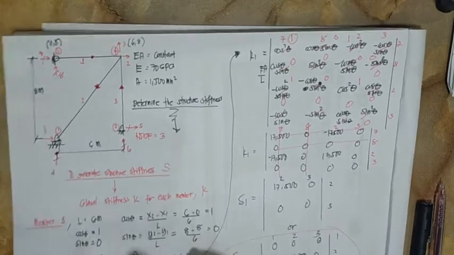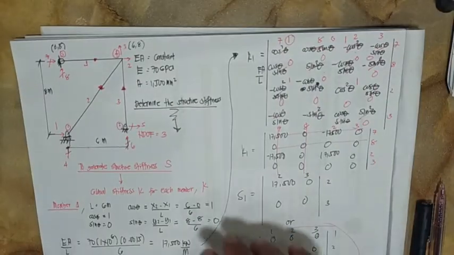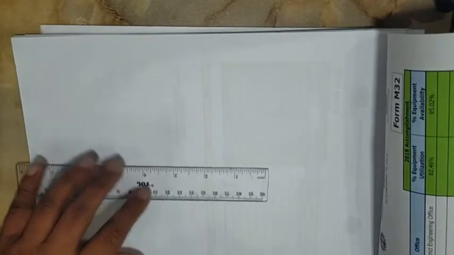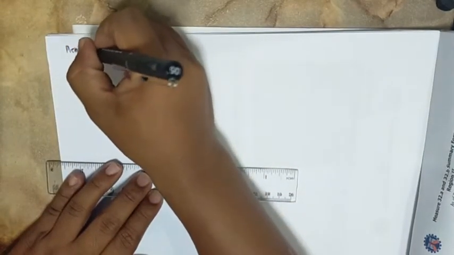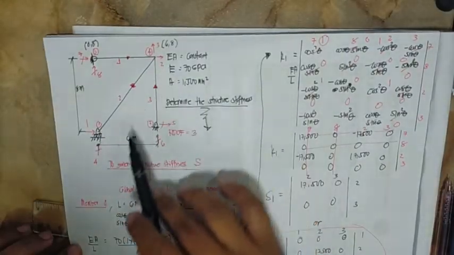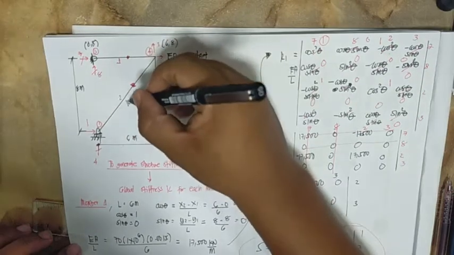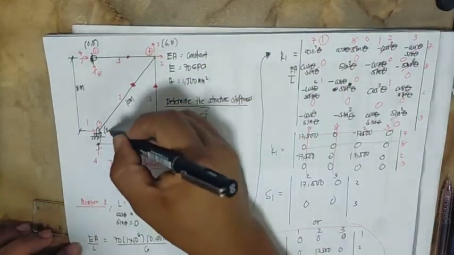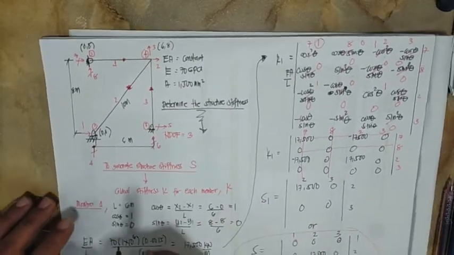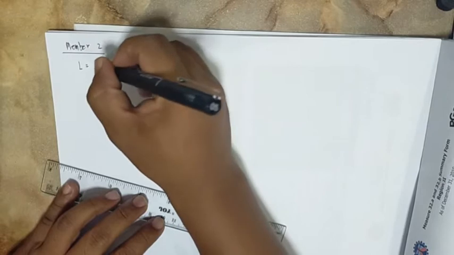So we can go to member 2. For member 2, here, what is the length? This is 6, this is 8, this is 10 meters. Okay? What is the coordinate? 0, 0. We can do the shortcut and the long cut method. Okay? So for member 2, length, of course, will be 10 meters.